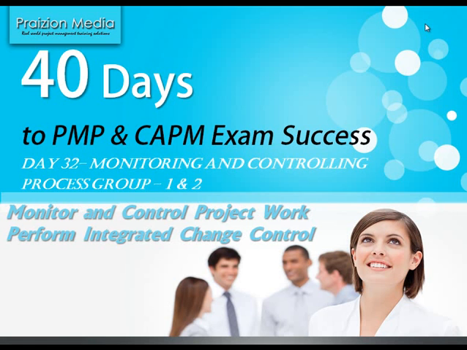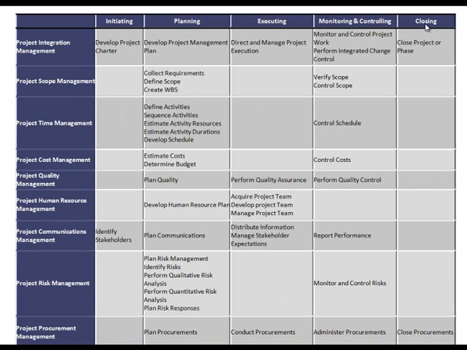We will be talking about monitor and control project work and perform integrated change control, the first two processes in the monitoring and controlling process group. Take a look at where we are. See how far we've come, all the way from initiating, going through planning, 20 processes long, going through executing, 8 processes, and now in monitoring and controlling with 10 processes.